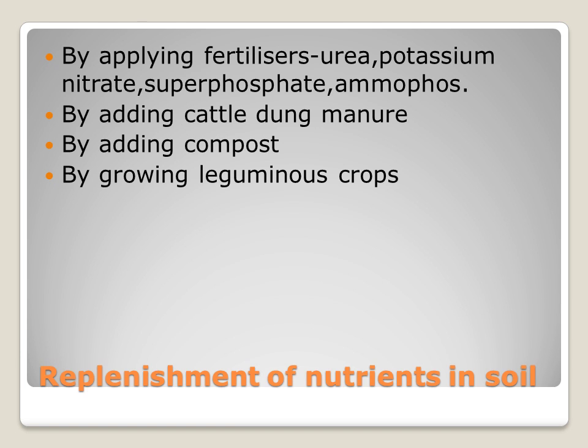Replenishment of nutrients in soil is done by applying fertilizers. Example, urea, potassium nitrate, superphosphate, ammonium phosphate. It is also done by adding cattle dung manure, by adding compost, and by growing leguminous crops, for example, peas and beans.